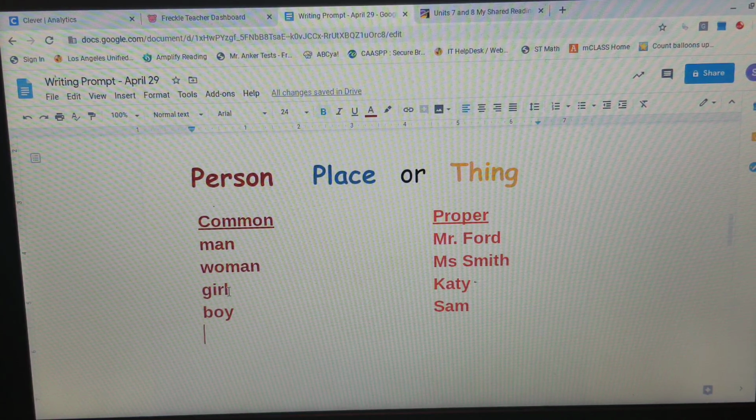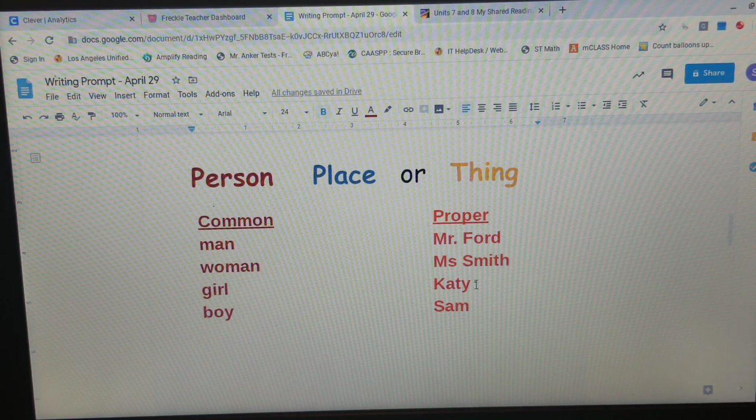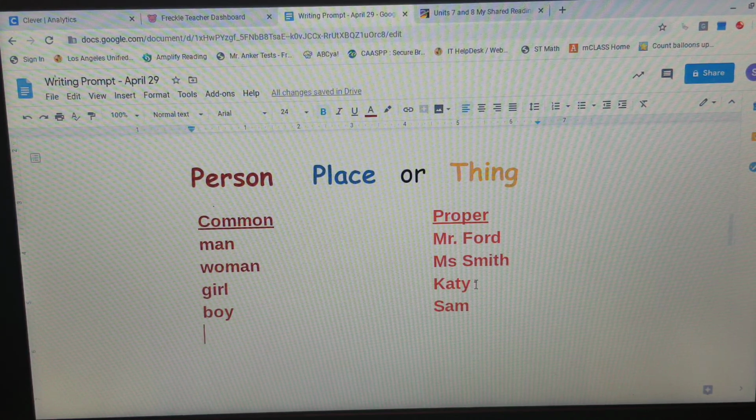Girl is the common noun, but when we use a proper noun for girl, we have to capitalize. Katie, or I could have said Jalila, or Melanie, or Abigail, or even Eleni.